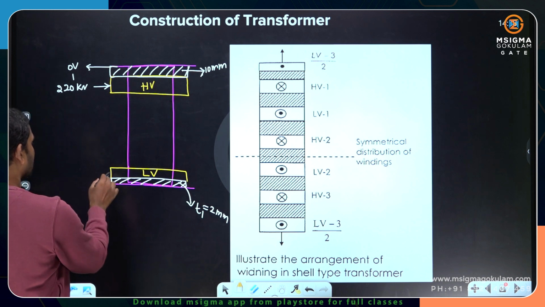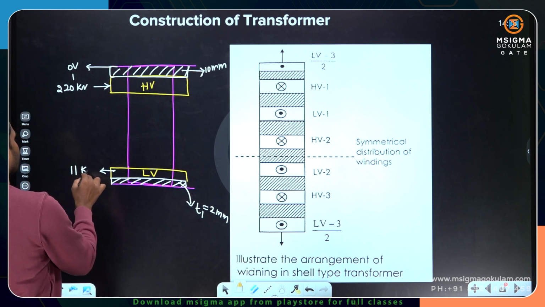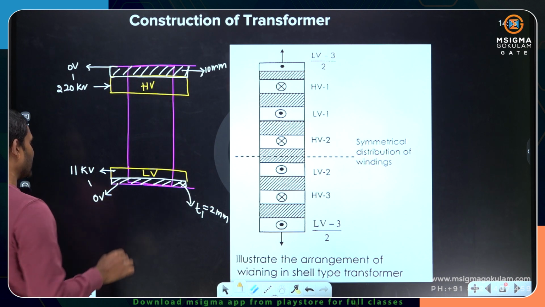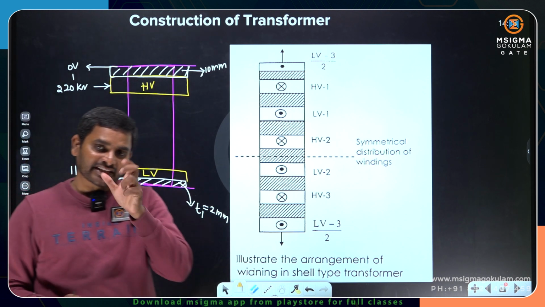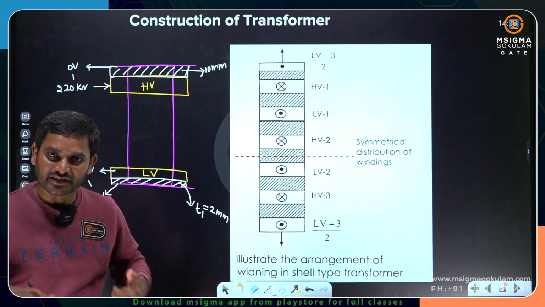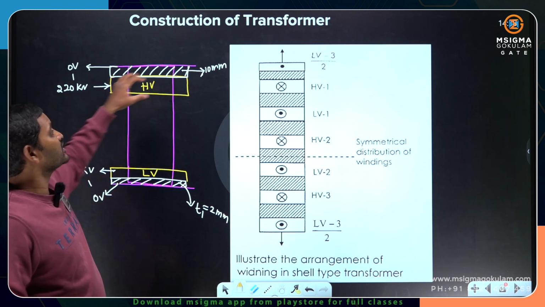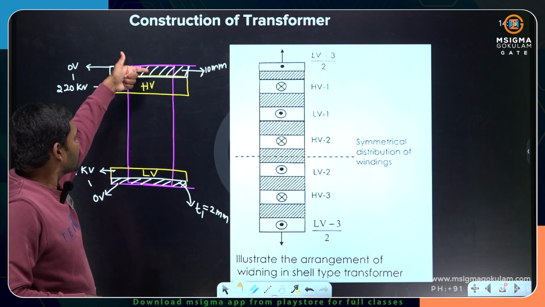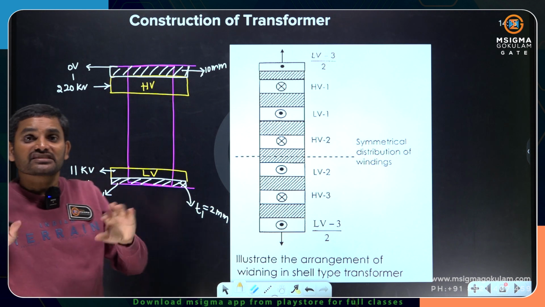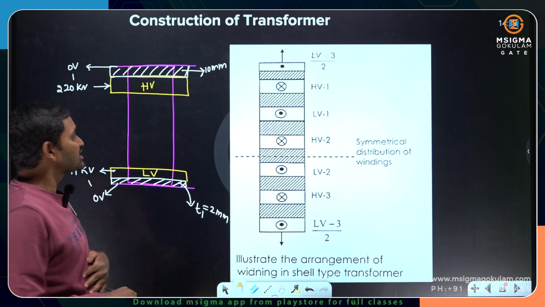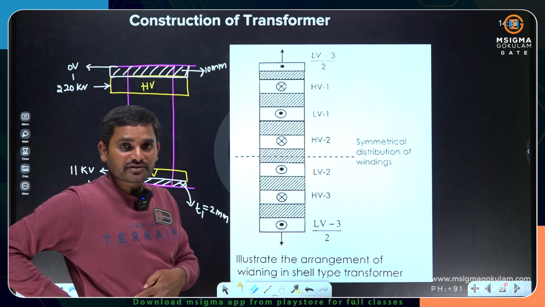Because the LV voltage rating I have assumed as 11 kilovolts and the core is at 0 volts. So 11 kV minus 0, the potential difference is 11 kV only. To withstand 11 kilovolts, I require just 2 mm. I am assuming that. To withstand 220 kilovolts, I require 10 mm. Now see, the distribution of insulation at the top and bottom is not the same.